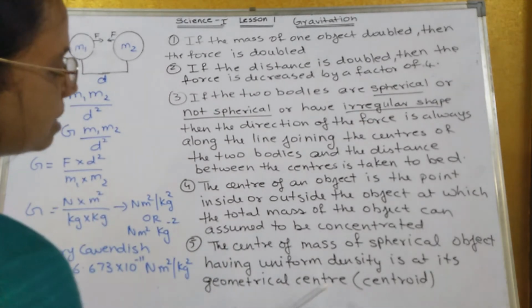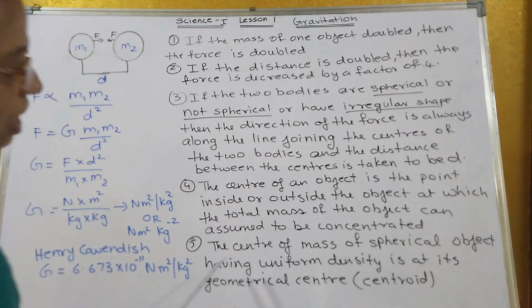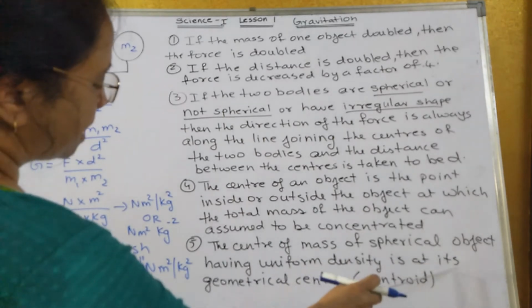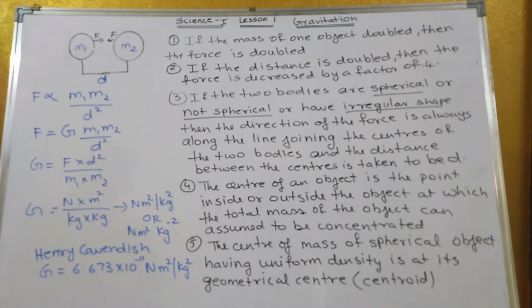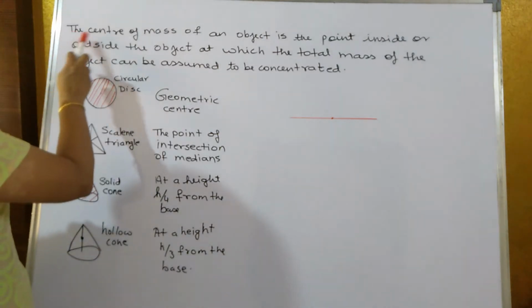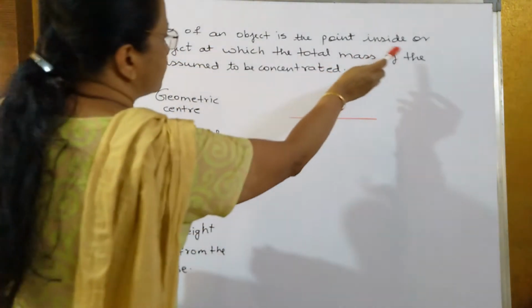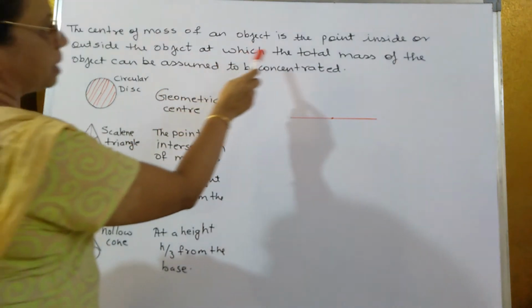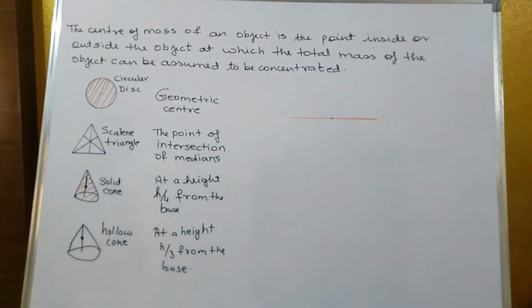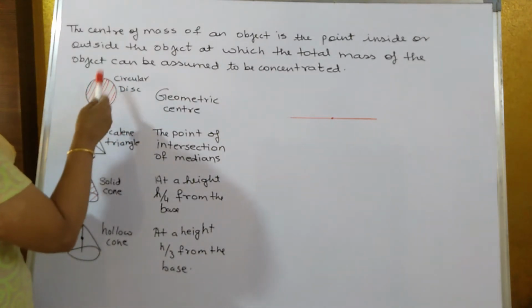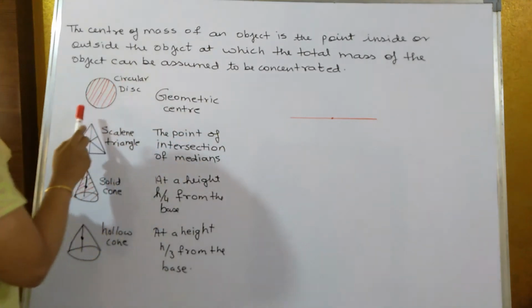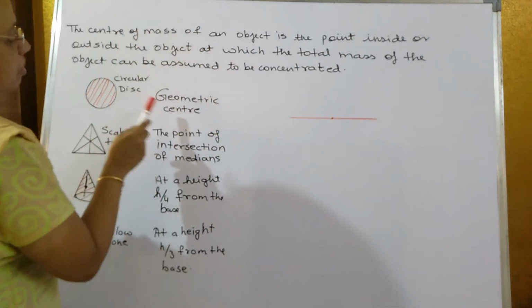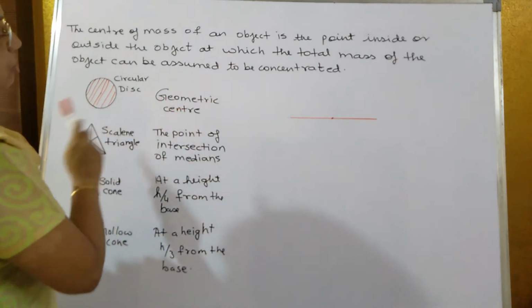It is also known as the centroid. The center of mass of a spherical object having uniform density is at its geometrical center. Now we had studied that the center of mass of an object is a point inside or outside the object at which the total mass of the object can be assumed to be concentrated. Now what is the meaning of this? If I take a circular disc, fully covered with some matter, then the center of mass of the circular disc will be exactly at the geometric center.